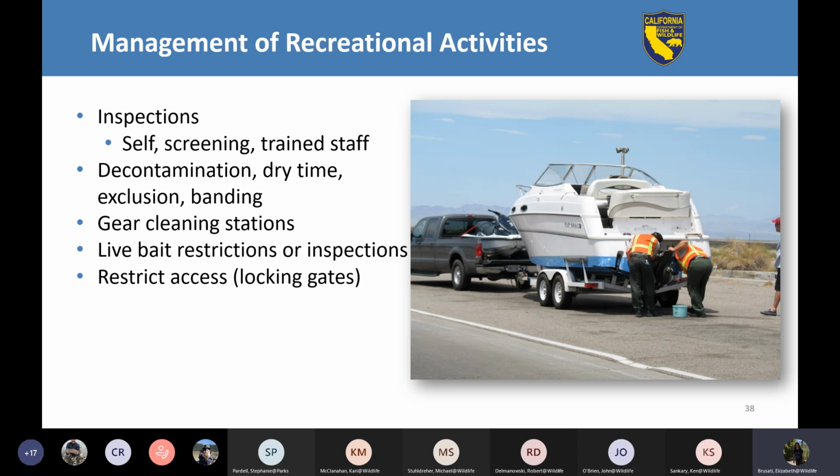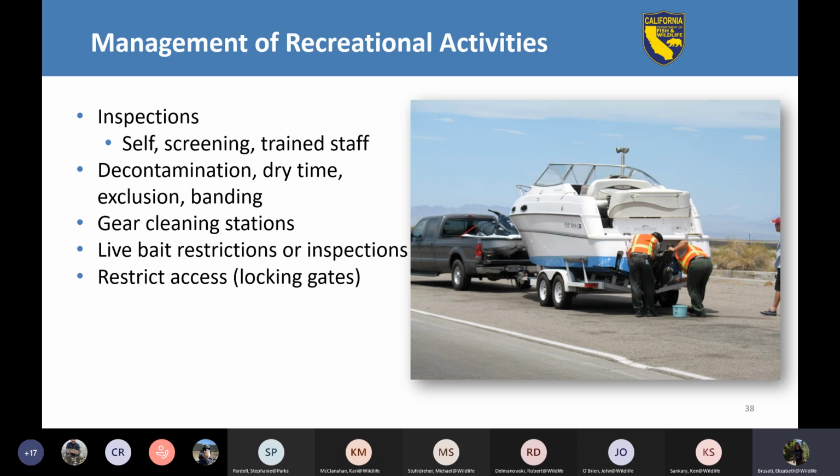So you could do inspections of watercraft, either self-inspections, requiring people to have their boats clean, drained, and dry, or having actual screenings with staff to do that. And you could have your staff trained through the WIT training, that's watercraft inspection training, offered by a company in California called By Quagga several times throughout the year. So that training is available for your staff.